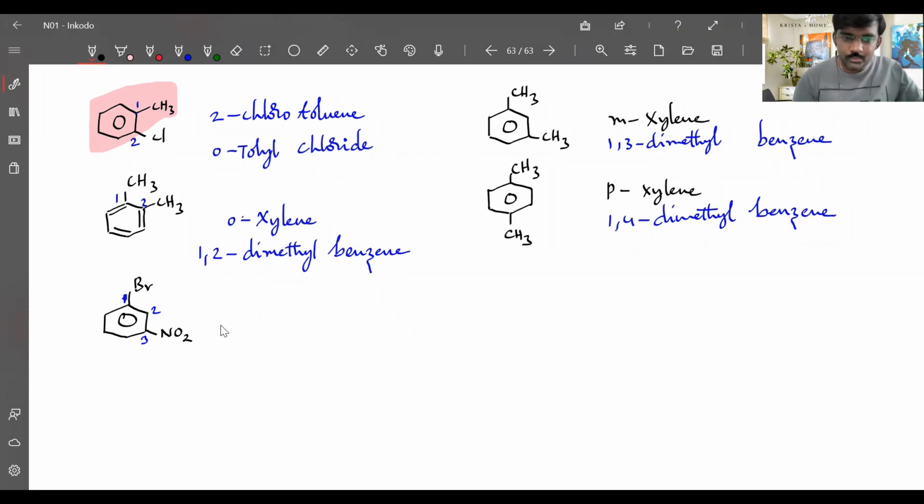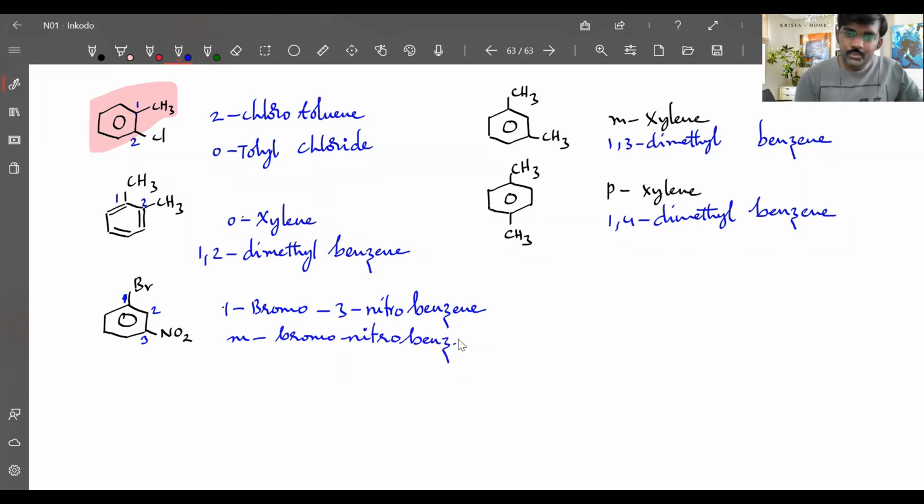So you can write it as 1-bromo-3-nitrobenzene. That is the IUPAC name. Or if you want the common name, we can write it as meta-bromonitrobenzene. So ortho, meta, para is a common nomenclature, not the IUPAC. Remember that part.